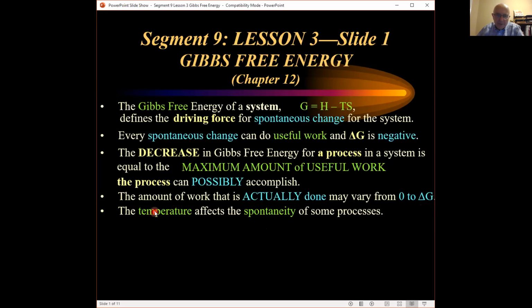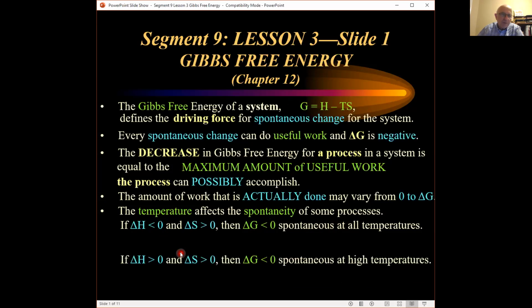Now, temperature does affect the spontaneity of some processes. Looking at this Gibbs-Helmholtz equation up here, delta G is delta H minus T delta S, you can see if you change the sign of delta H and delta S, you can change the spontaneity of the process. If delta H is negative, then this first term is negative. If delta S is positive, then the second term is also negative. So delta G is going to be less than 0 no matter what the temperature is. So the process is spontaneous at all temperatures.